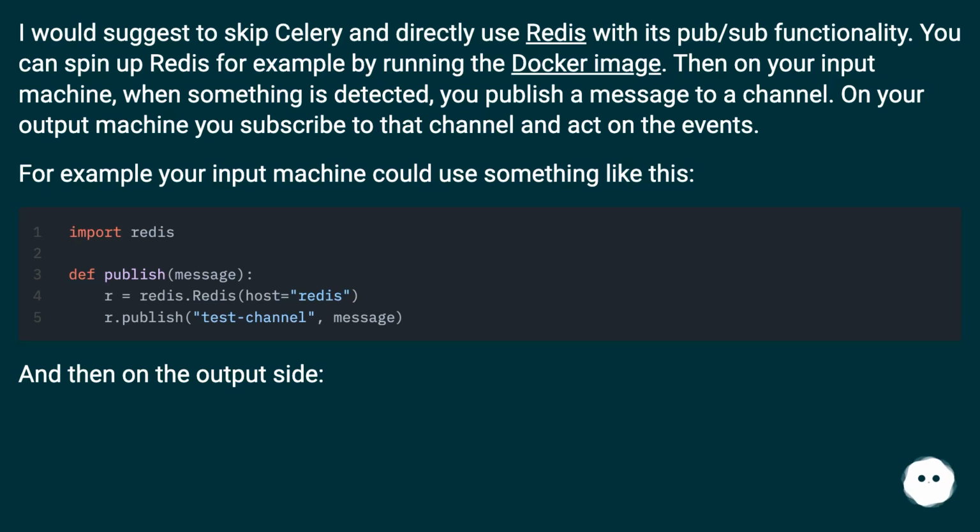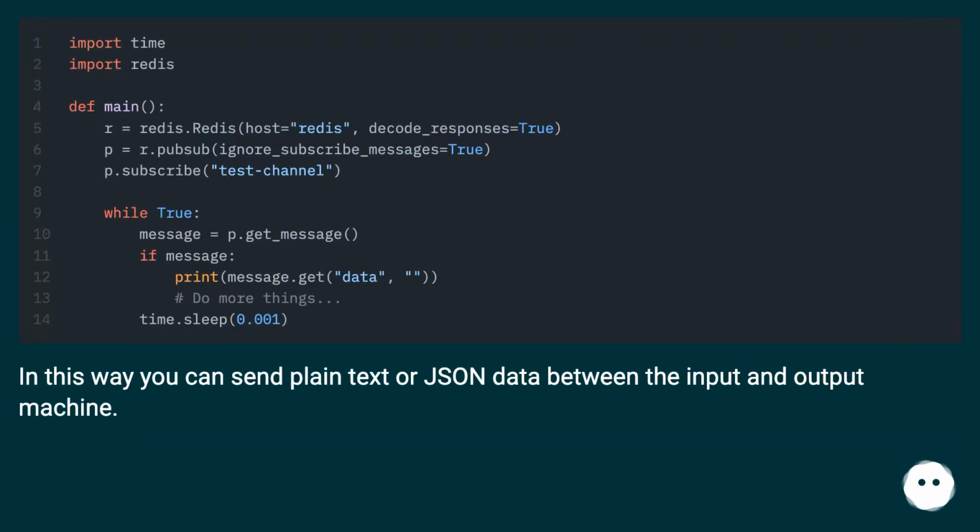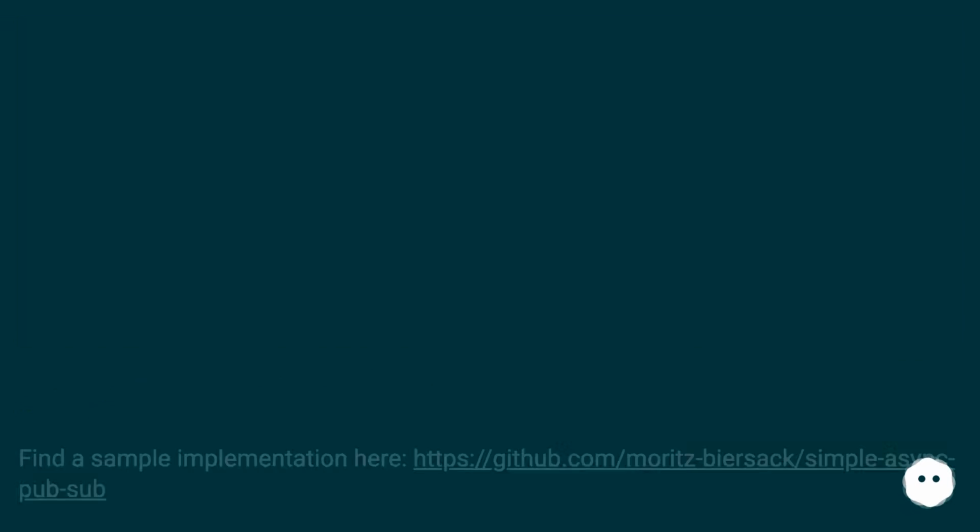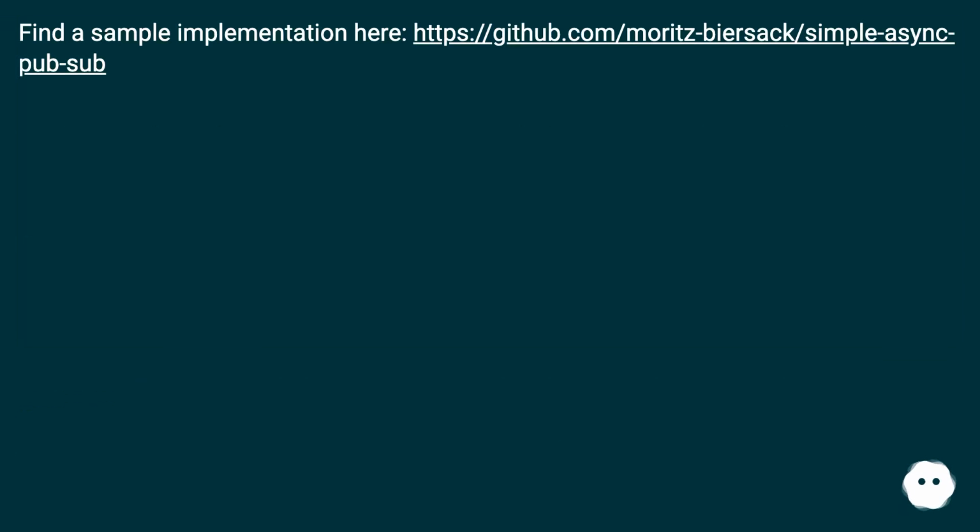For example, your input machine could use something like this. And then on the output side, in this way you can send plain text or JSON data between the input and output machine. Find a sample implementation here, this URL.